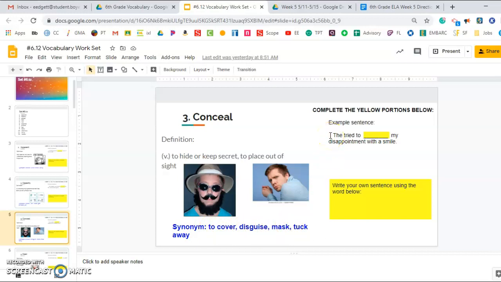They tried to conceal, I don't know what this word was supposed to be. I tried to conceal my disappointment with a smile. So it means I tried to hide that I was sad. I concealed my sadness. My mom concealed my birthday present so I could be surprised. They concealed who won the championship until the very last minute. Okay, so again, to hide or keep a secret or to place it out of sight.